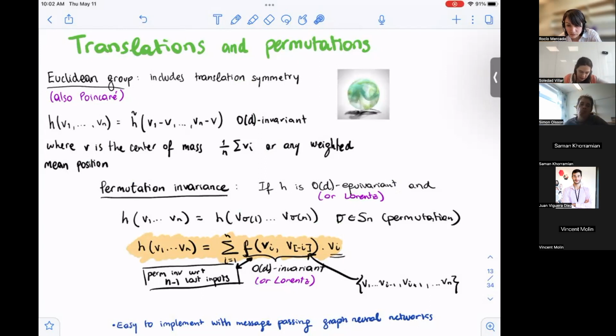So the idea is that if you have an invariant function that is also O(d) equivariant, sorry, the function can be written as a linear combination of your input vectors with some coefficient functions, where the function is the same for every vi, but it's a function of vi and the rest of the vectors. So this looks like message passing, because the function of me and everyone else, that's my coefficient function. So you can implement it in something like a graph neural network form.